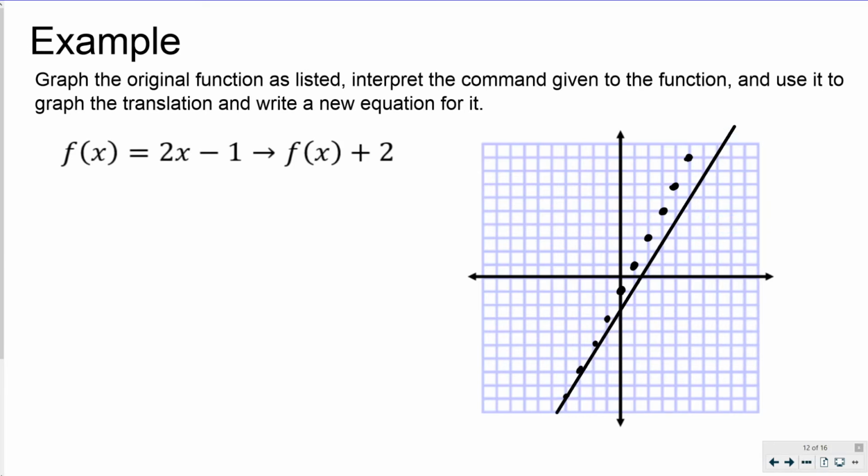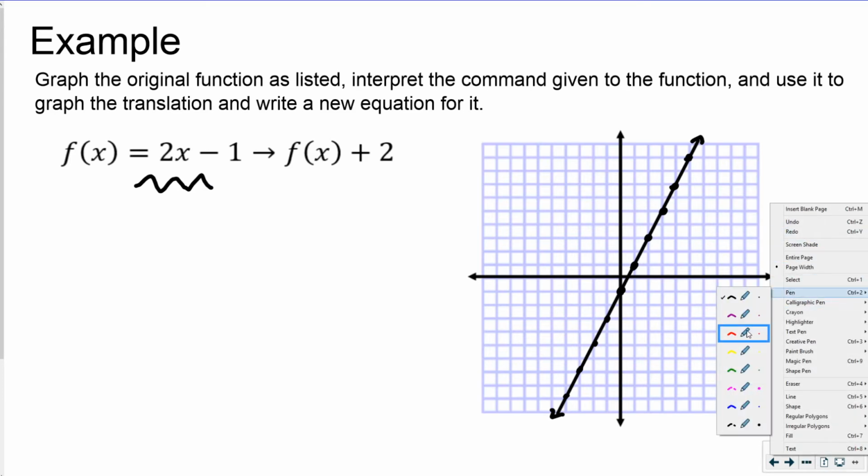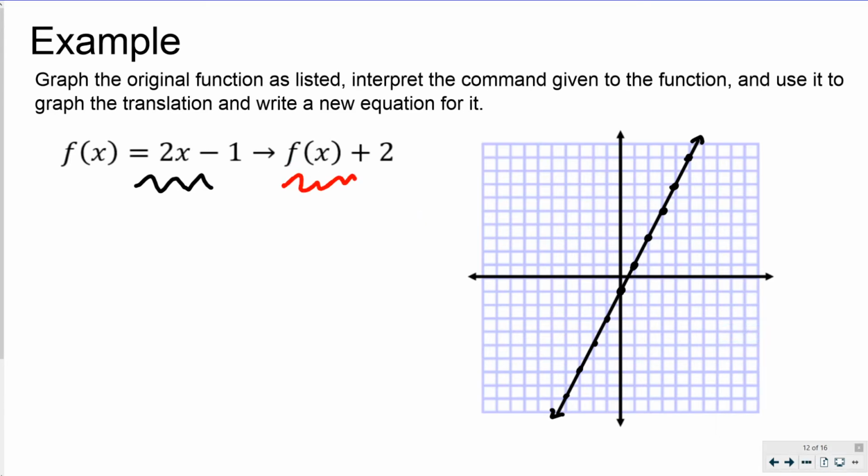And then, yep, put a line through it like this. So then you've got arrows on the end. And that's the original, okay? I did the original with black. Now I'm going to do the new one with blue. Or, excuse me, with red. I think red is best. So it says f of x plus 2.